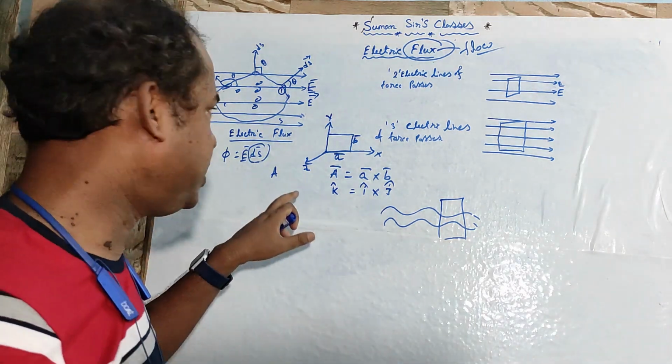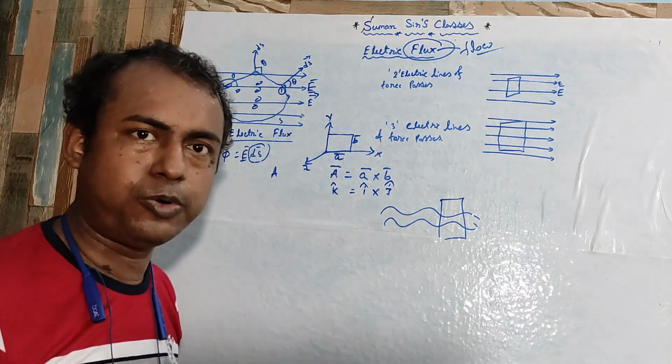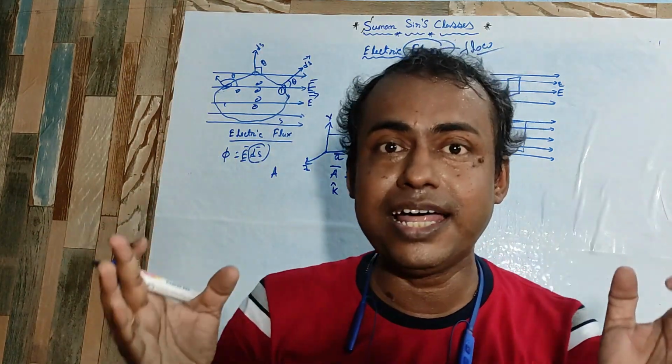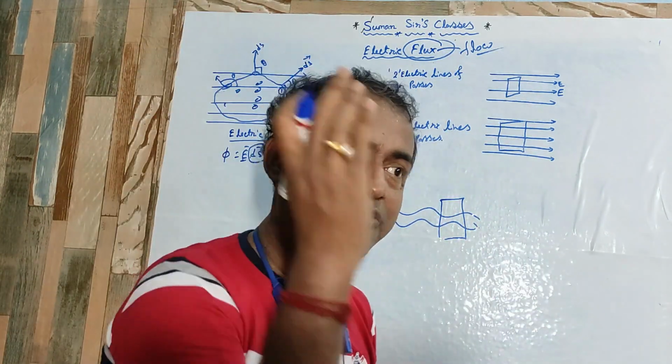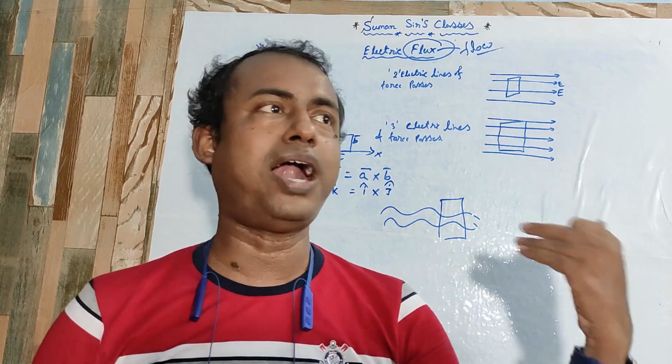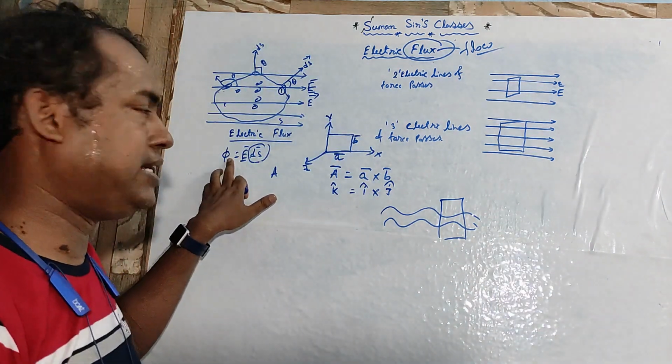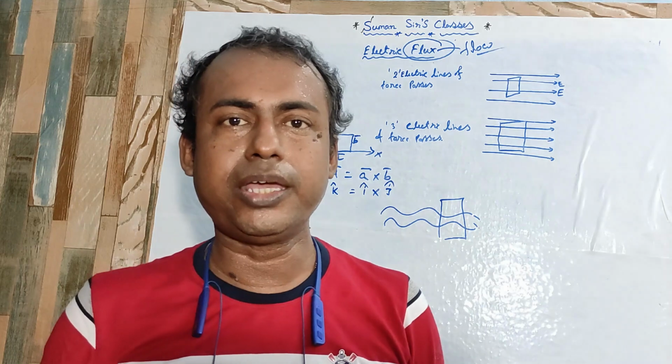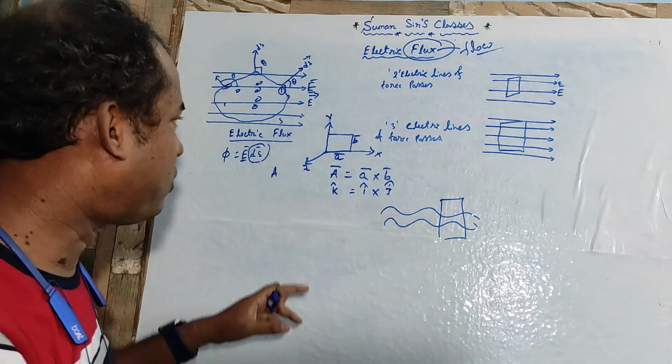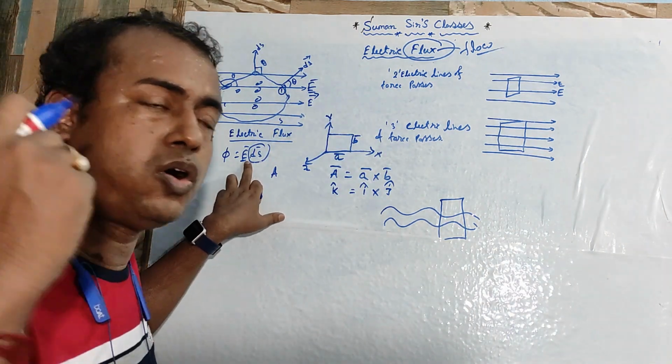Just check it out in this case. E dot dS, this is the dot product. Dot product means the scalar product. For these reasons, the question arises: what kind of quantity is the flux phi? Is it a scalar or vector quantity? Obviously this is a scalar quantity, because this is the dot product or scalar product.